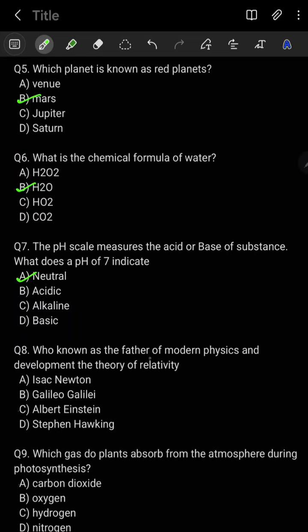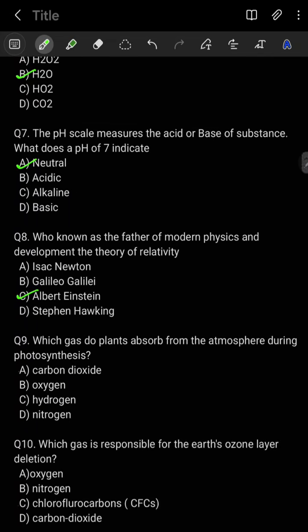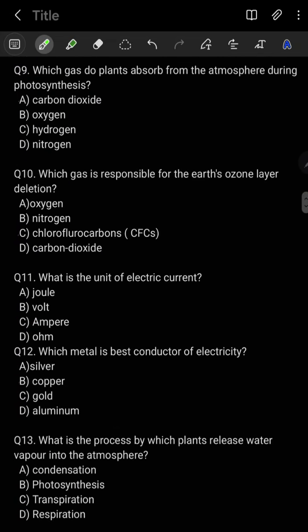Question number 8. Who is known as the father of modern physics and developed the theory of relativity? Option C is the correct option, Albert Einstein. Question number 9. Which gas do plants absorb from the atmosphere during photosynthesis? Option A is the correct option, carbon dioxide.